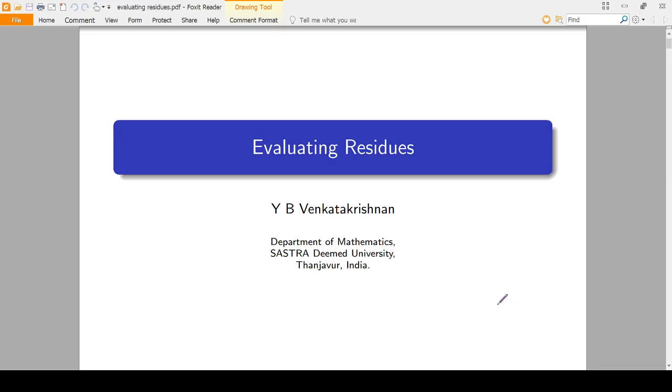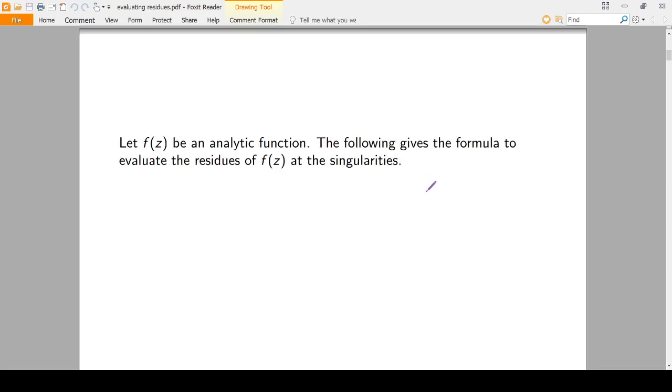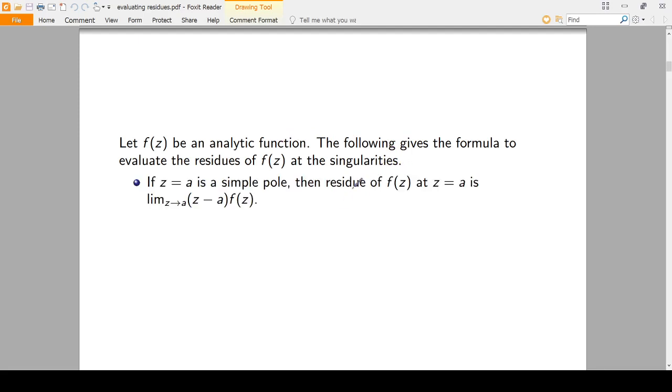Now we will find various methods to evaluate the residues of a function f of z. Now we take f of z as an analytic function, and we will find the residues of f of z at the singularities.